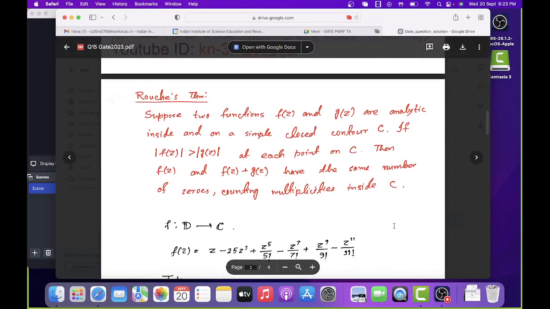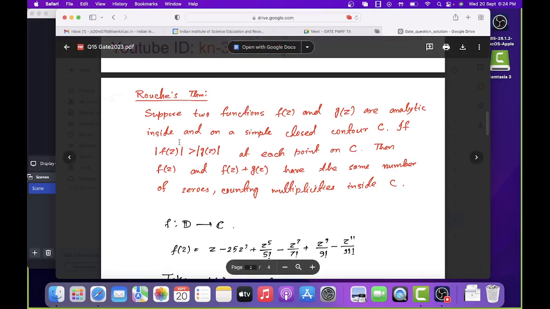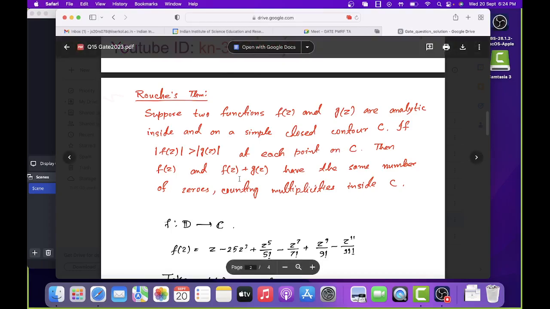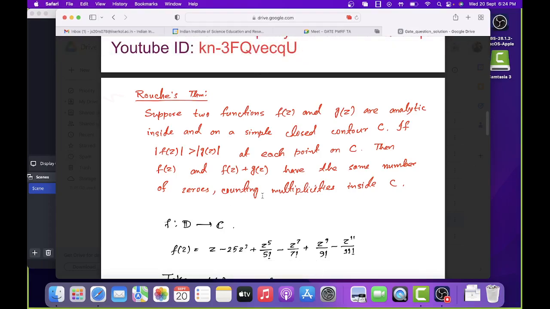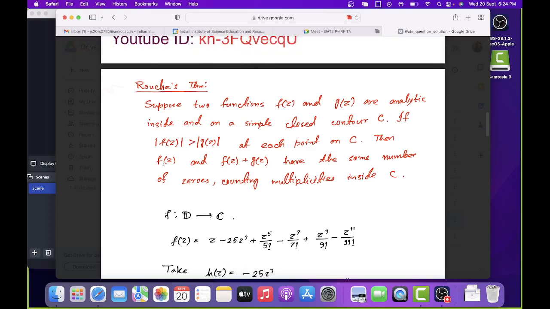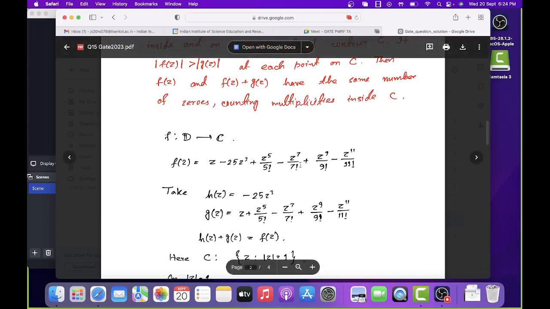What does it say? Suppose two functions f and g are analytic inside and on a simple closed contour C, and suppose mod of f(z) is strictly bigger than mod g(z) on the closed contour C. Then you can say that f(z) and f(z) plus g(z) have the same number of zeros, obviously counting multiplicity, inside that contour. So this is basically saying that if this strict inequality is satisfied, then you can compare the zeros between f and f plus g.